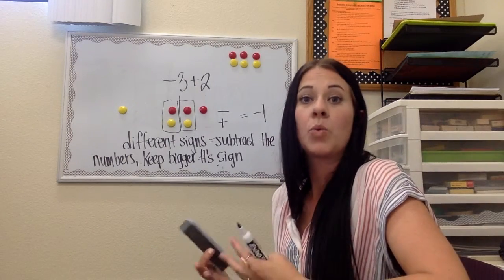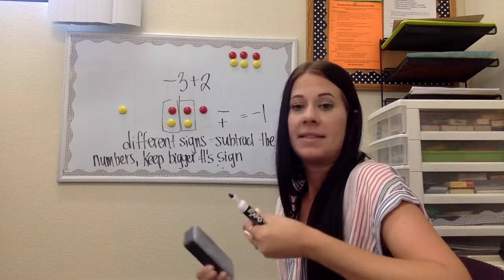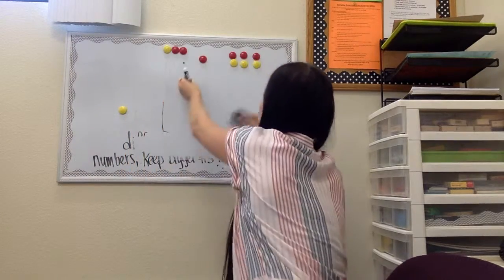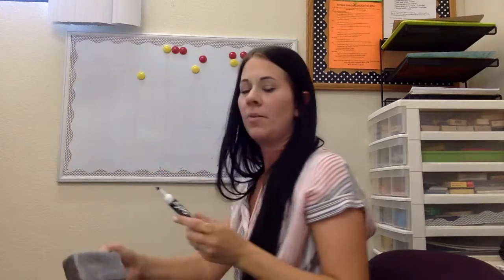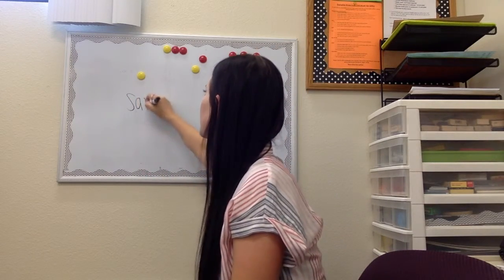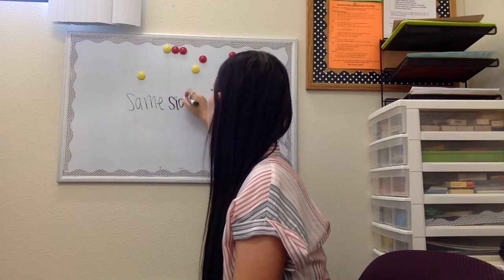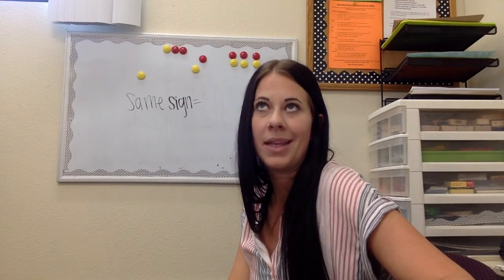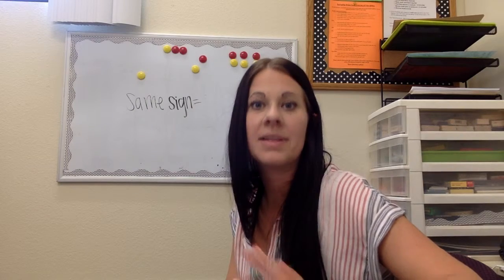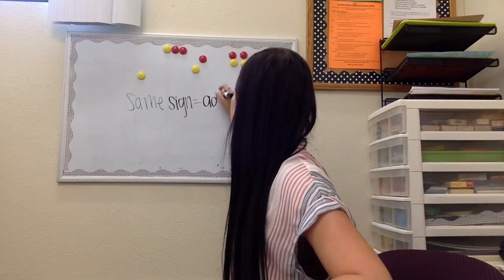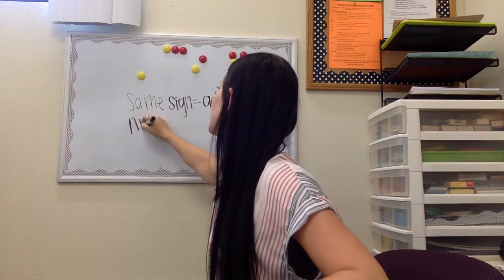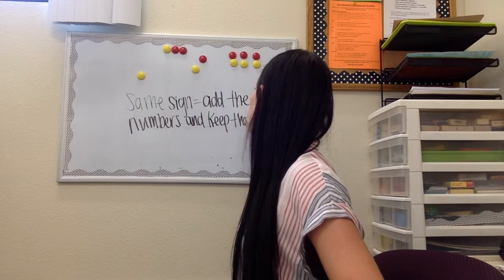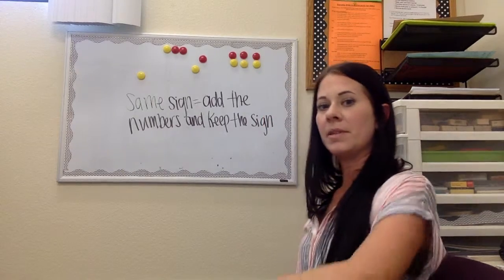Since we're here, let's go ahead and make a rule officially in our math notebook when you have the same sign. So, give me a second to erase. We're going to go ahead and write in our math notebook, same sign. This one is what we did before. You're going to add the numbers. Even though I like to say combine, we're going to write add. We're going to add the numbers and keep the sign. Please write that in your math notebook. If you need to pause, you can.